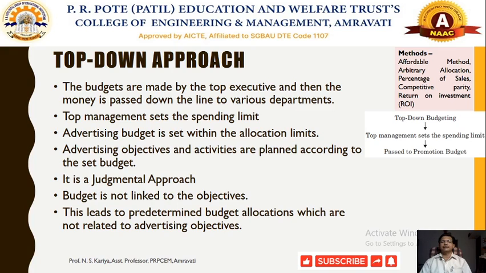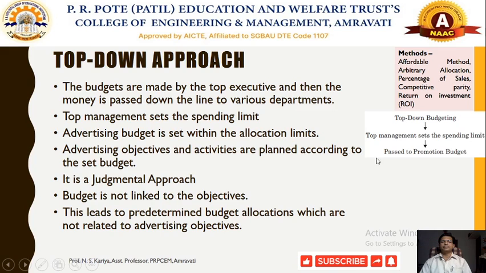So always remember that in the top down approach, the management of the company decides how much the total advertising will be. The advertising objectives and activities are planned according to the set budget. Whenever the top executives think about what form of advertising activities need to be conducted, they decide the budget, and they also think about the advertising objectives and activities that are planned, and what exactly they are going to achieve once they advertise in the different media.